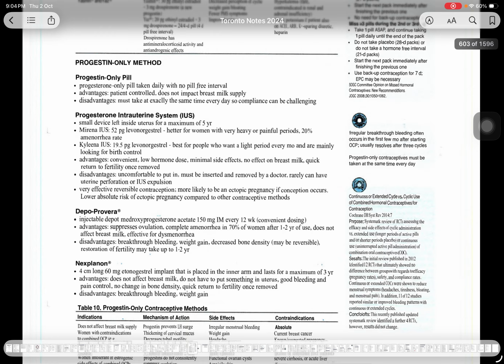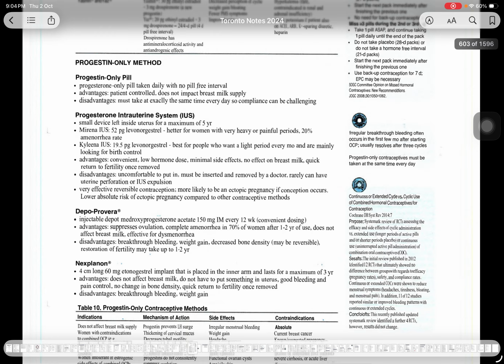So the intrauterine system is good for 5 years, and now I've heard it is good for 5 to 7 years, even 8 years. So that's that. And Depo-Provera is an injectable medroxyprogesterone 150 milligram injection every 12 weeks, every 3 months. It suppresses ovulation, with complete amenorrhea in 70% of women after 1 to 2 years of use. Does not affect breast milk, effective for dysmenorrhea as well.